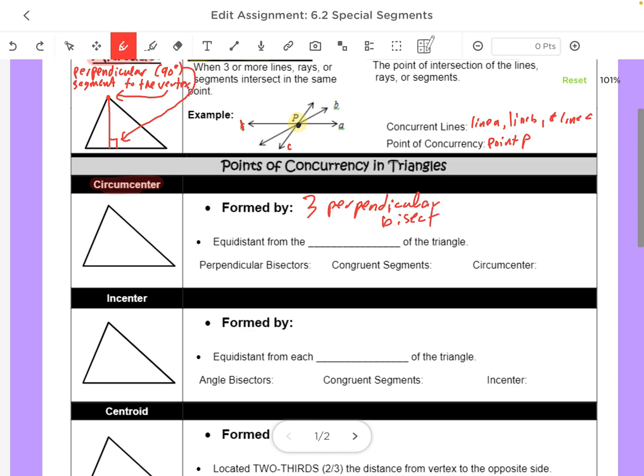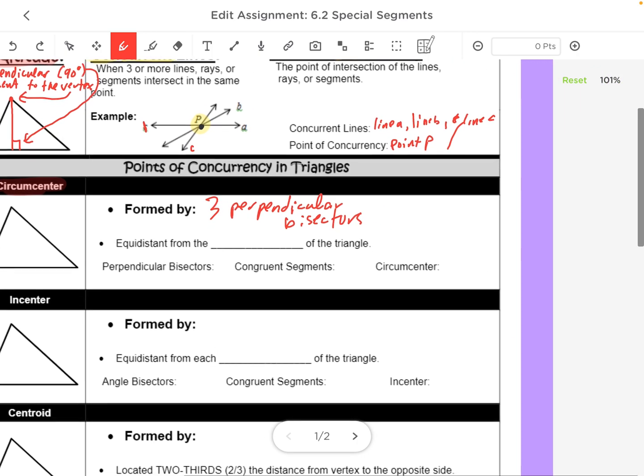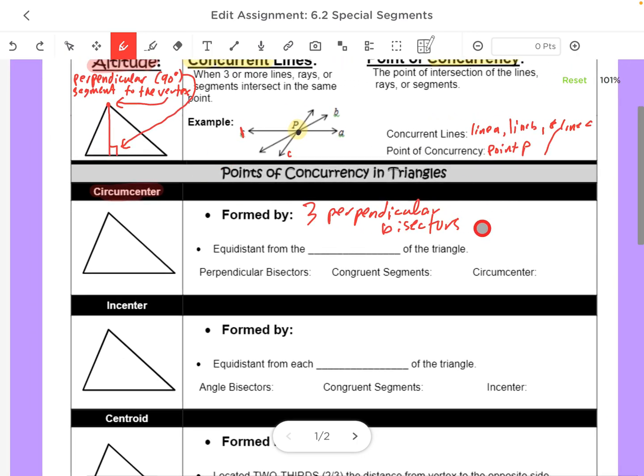bisectors. So what did we talk about last time? What's a perpendicular bisector? Well, we know perpendicular means that it crosses at 90 degrees. And then the bisector means at the midpoint. That's what we practiced last time. The midpoint, and then it goes at 90 degrees. That's the perpendicular and bisector. Bisector means the middle.